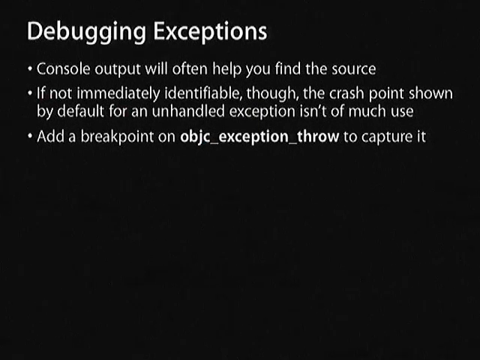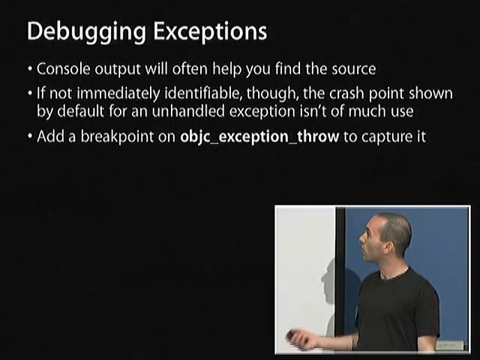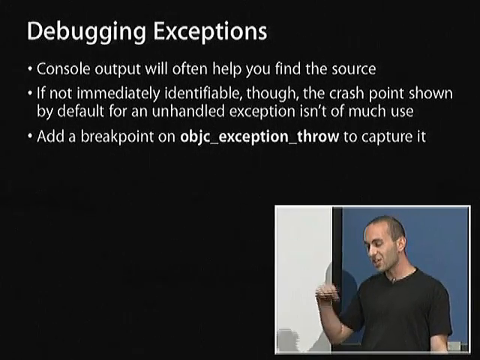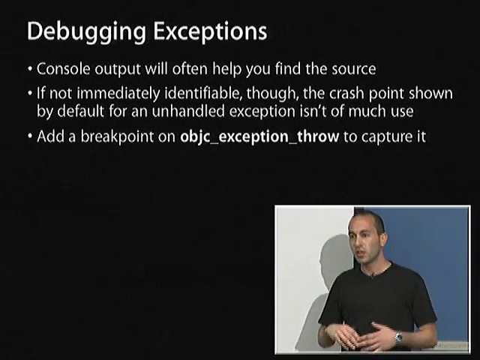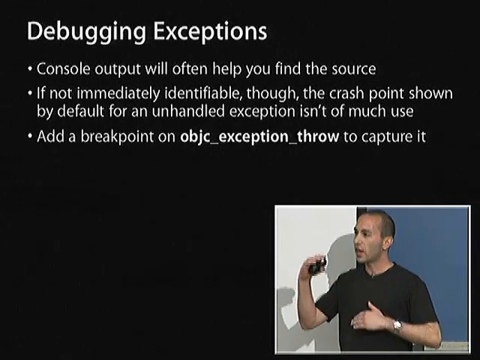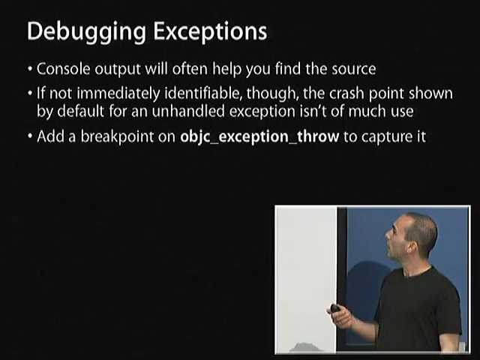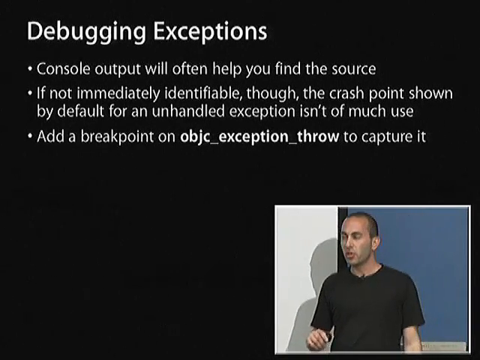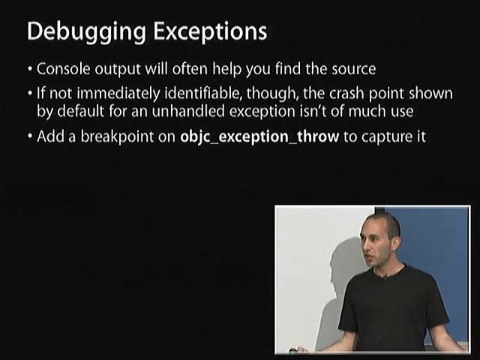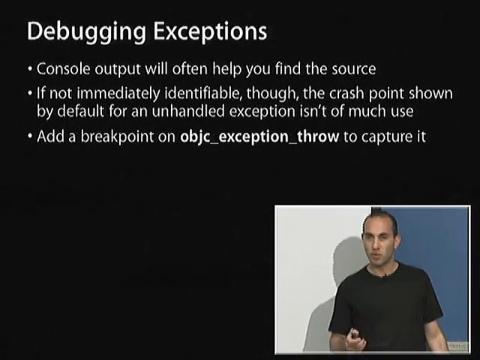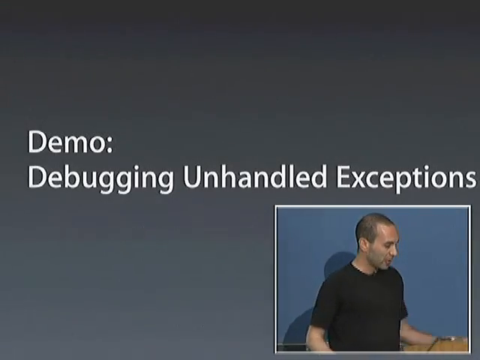So there's a way that you can do that. There's a way you can catch this. If you put a breakpoint in Objective-C exception throw, you will actually catch the exception at the point where it's thrown, and you'll see a stack trace that reflects where the problem lies. And I'm going to give you a demo of this. But again, the console output is usually enough to give you an idea of what's happening, but to locate it, this is really what you want to do. So let me give you an example of that.